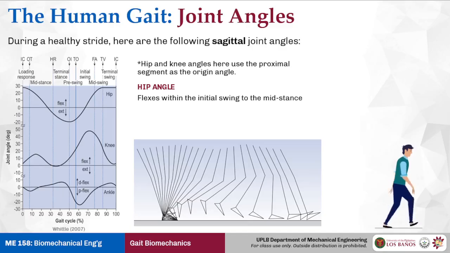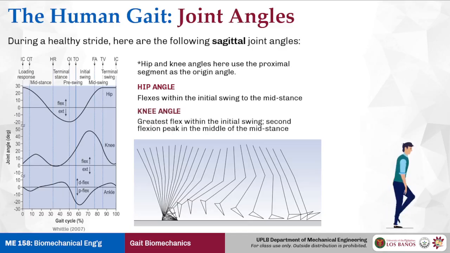But the knee angle is kind of interesting because there are two peaks here. You have a peak during the swing, and you kind of expect this because when you are swinging your foot forward, you can sense your shin tucking into your upper leg. I think if you walk faster, that becomes more obvious. So here, your greatest flex is actually within the initial swing, around here.